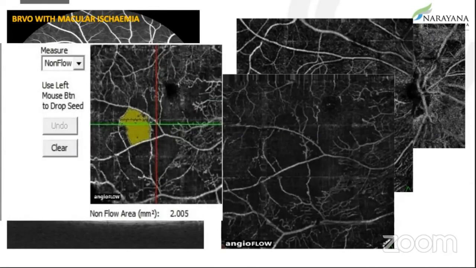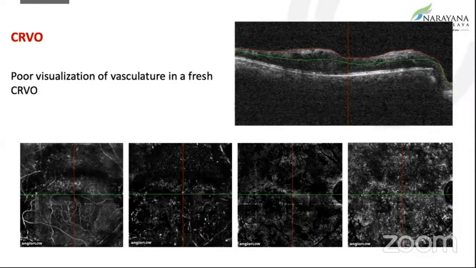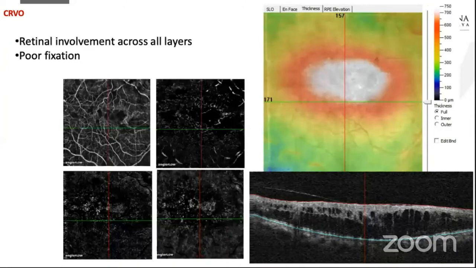And you can again, like I said, map out the area of non-perfusion. But because of edema in fresh CRVO, sometimes the vasculature may not be visualized, as seen in this OCTA. So we do get a lot of artifacts, poor fixation because the vision is so low. So retinal involvement can be seen across all the different layers.